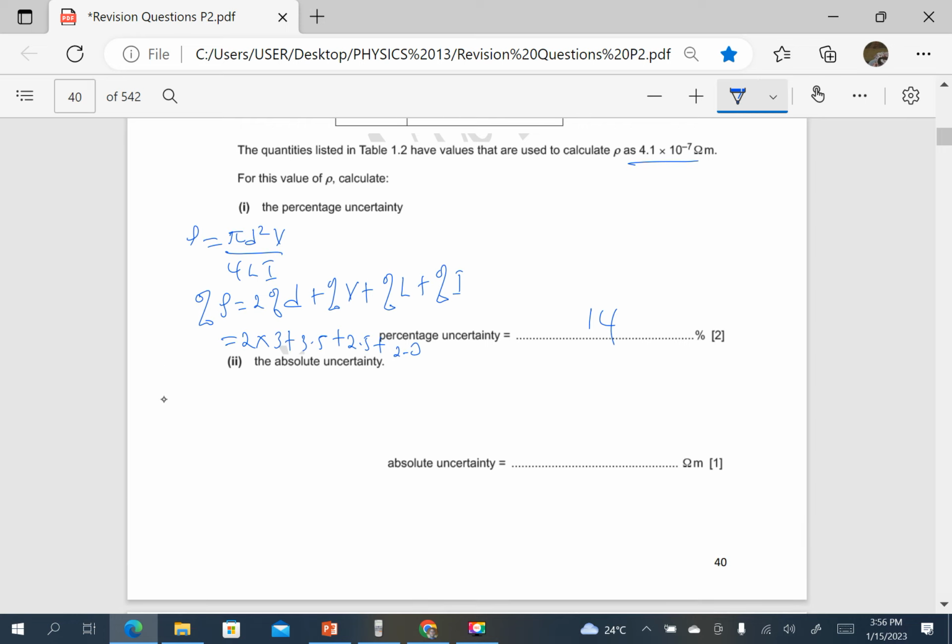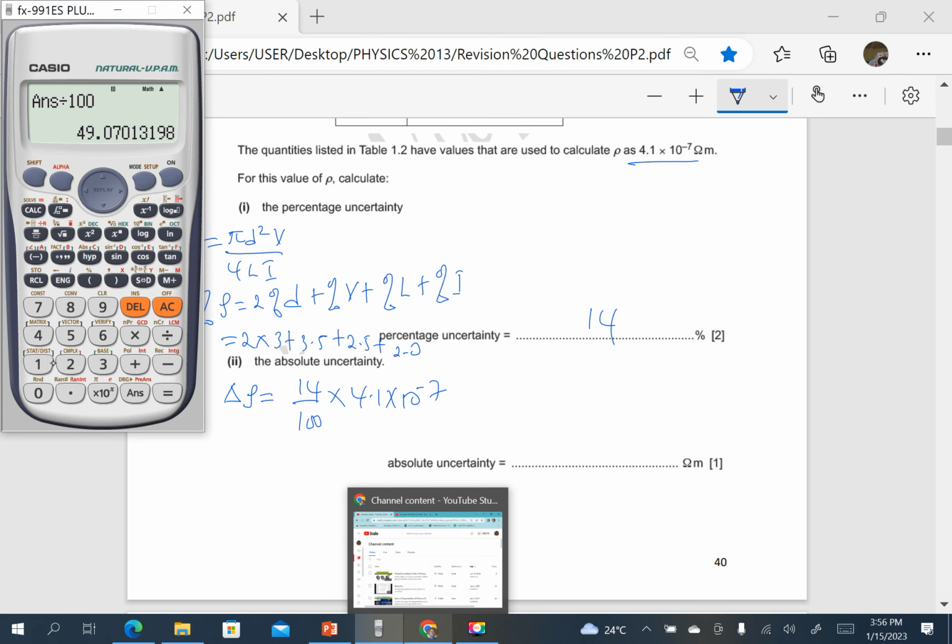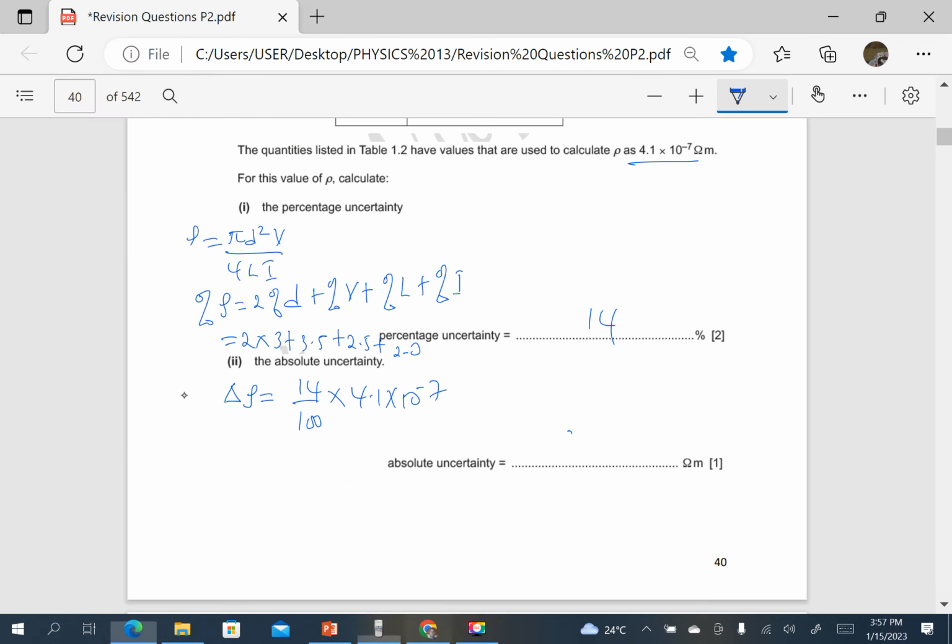Then the absolute is very easy. Absolute uncertainty in rho is going to be percentage, convert it, divide by 100 times the value of rho, which is 4.1 times 10 power negative 7. And from my calculator, 14 times 4.1 exponent negative 7 divided by 100. So that is 5.7, which is approximately 6 times 10 power negative 8.